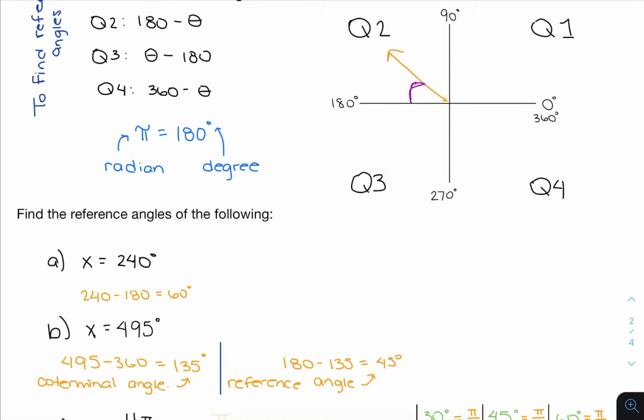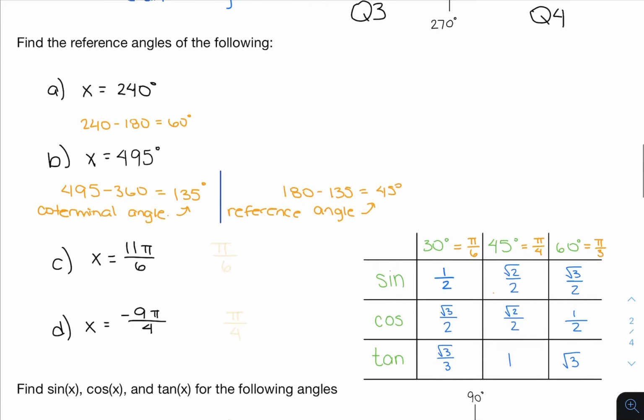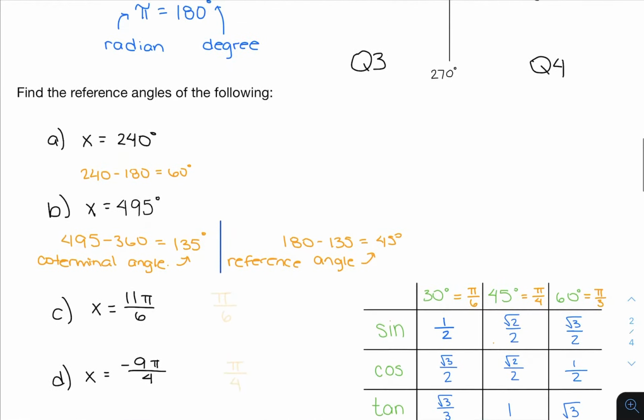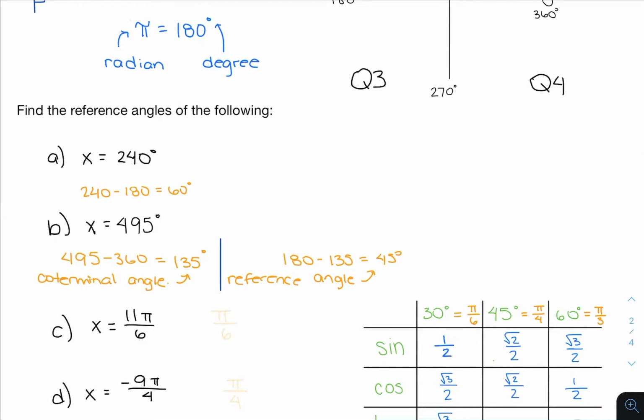For the next example, 11 pi over 6 is an angle in radian form. And we know that the reference angles mainly in quadrant 1 are 30, 45, 60, and 90. 30 degrees can be represented as pi over 6 in radians, 45 degrees as pi over 4, and 60 degrees as pi over 3. And 90 degrees, since pi is 180 degrees, is pi over 2. So the reference angle for 11 pi over 6 is just pi over 6.